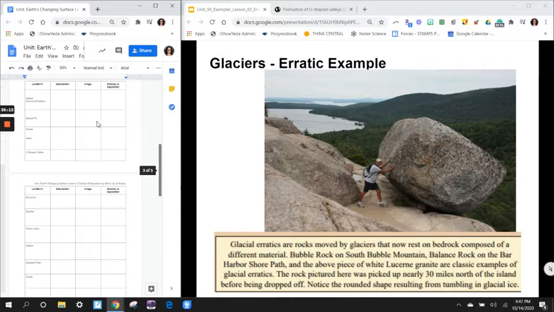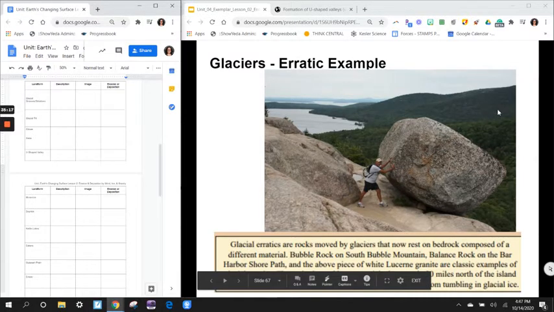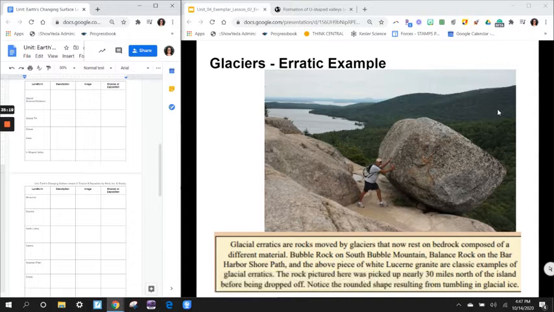Here's an example of a kettle lake. This is the example of blocks of ice being left behind and then melting much later after sediments have been piled on top of them. When they do melt, they leave a depression behind, which can eventually form a lake.